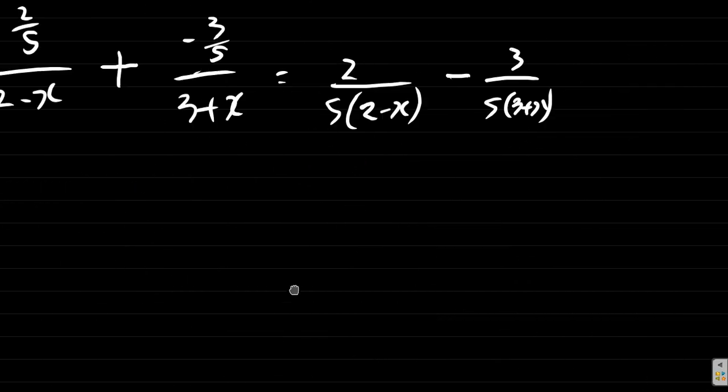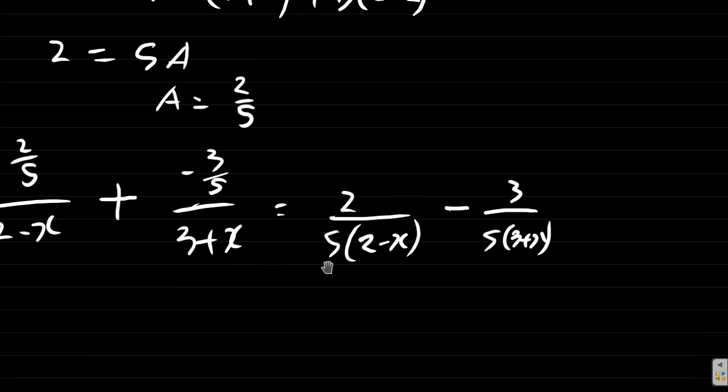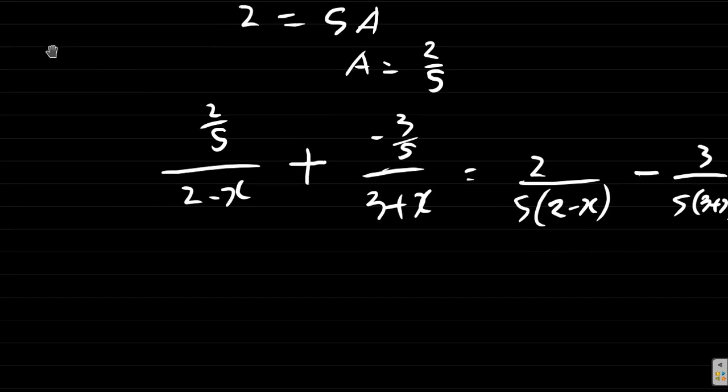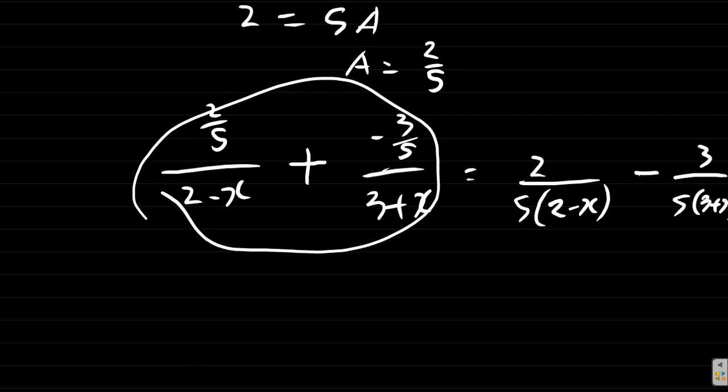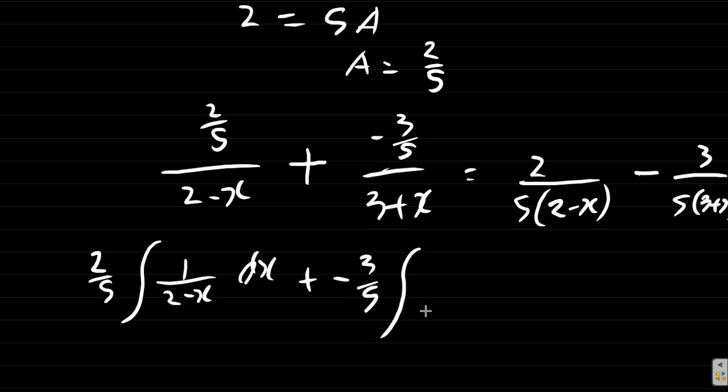And then we're going to integrate these things. So let's integrate them in the next video, or not necessarily. We could just integrate them now. Let's just do that quickly. We could do a shortcut, but you could also use the substitution to do them. Let's integrate it in this form, right? So this is 2/5 integral of 1 over 2 minus x dx plus negative 3/5 integral of 1 over 3 plus x dx.